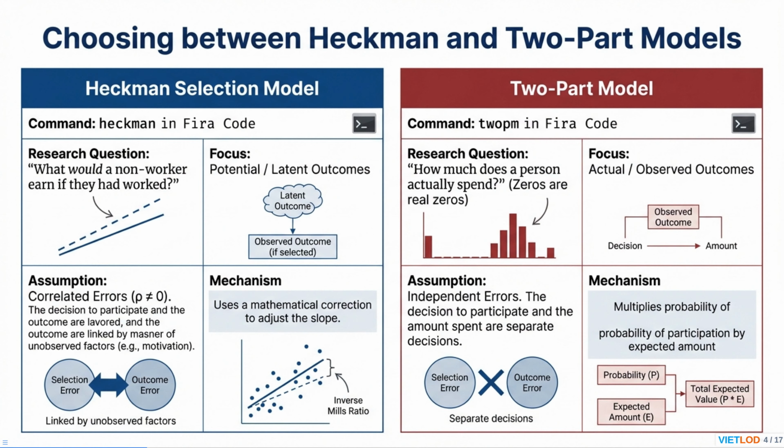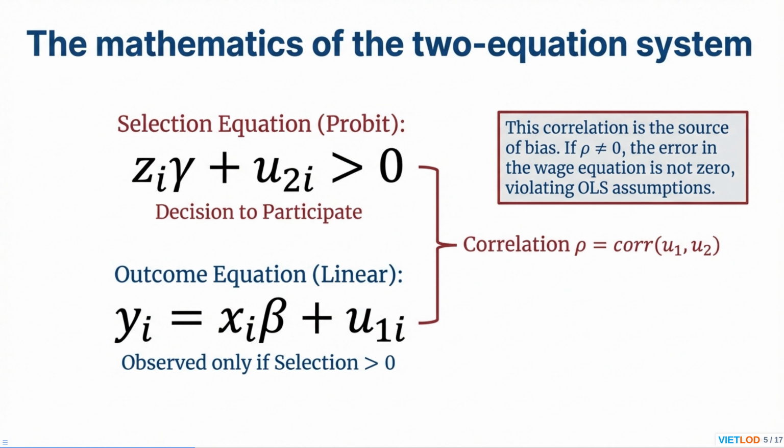In contrast, the two-part model, initiated by the 2PM command, investigates actual, observed outcomes where zeros are genuine and meaningful, such as how much does a person actually spend. This model assumes independent errors, meaning the decision to participate and the amount spent are distinct, separate decisions. Its mechanism involves multiplying the probability of participation by the expected amount to arrive at a total expected value. The key distinction lies in whether you're interested in potential outcomes with correlated errors or actual observed outcomes with independent errors.